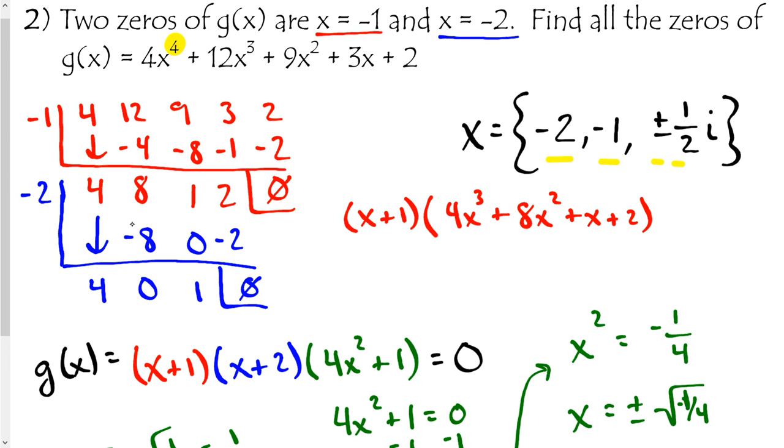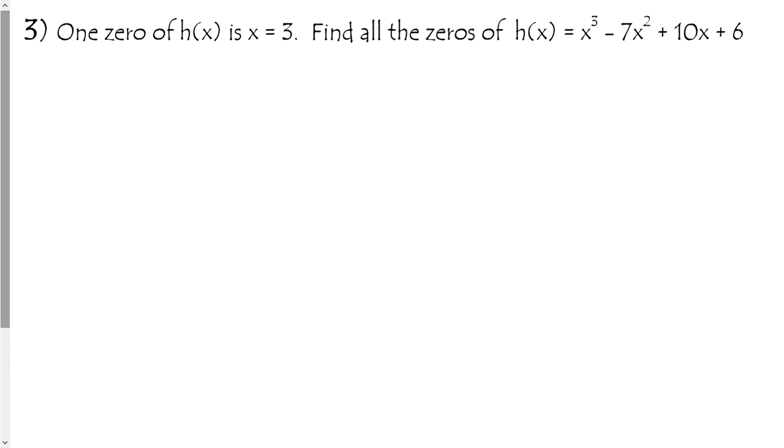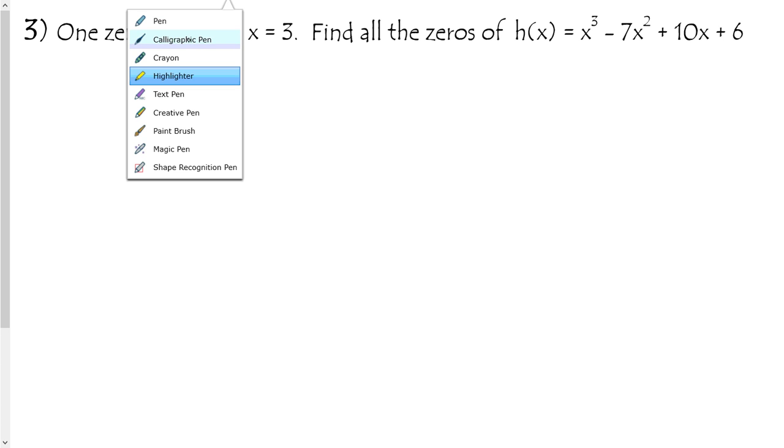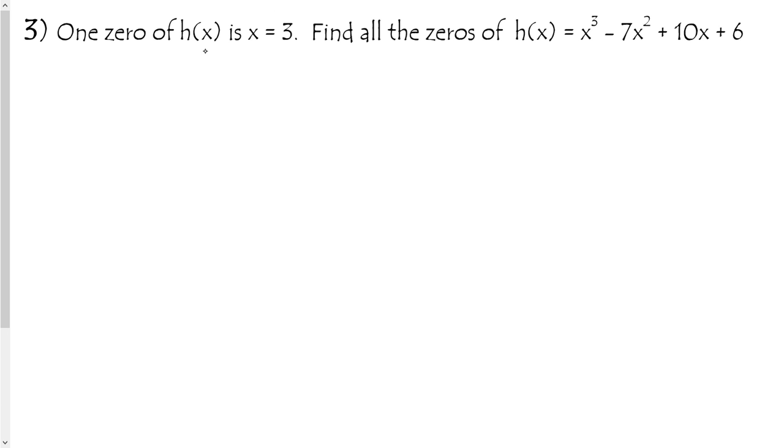Okay, so let's go through and take a look at one more. Example 3 says one zero of the function h of x is that x equals 3. Find all the zeros of h of x equals x cubed minus 7x squared plus 10x plus 6. All right, so let's get to work. So we know that h of x is this cubic polynomial function. We also know that it has a zero at 3.